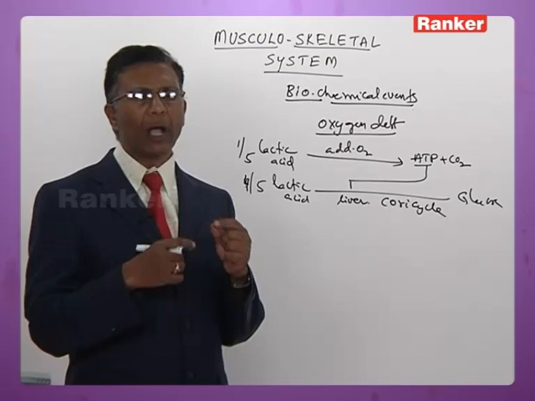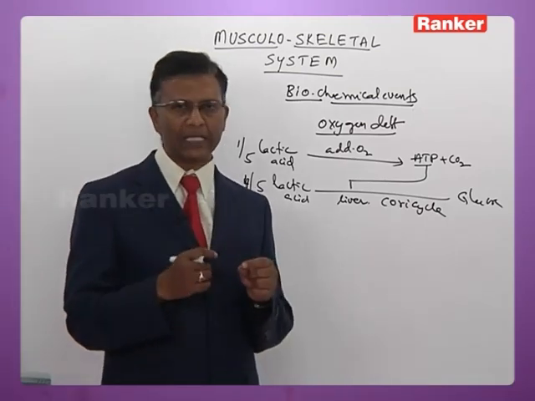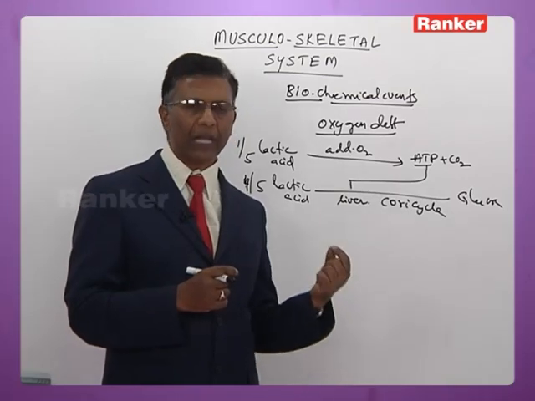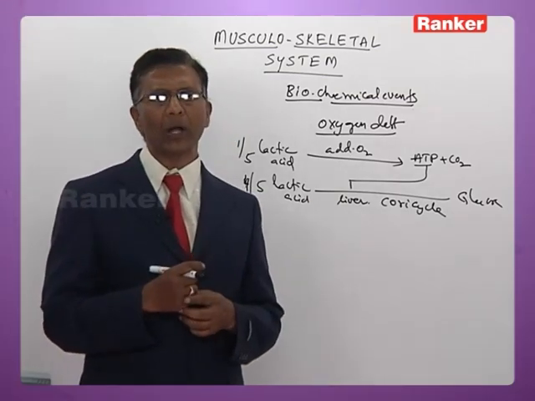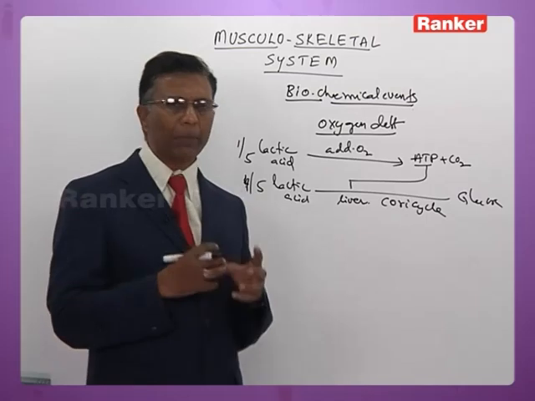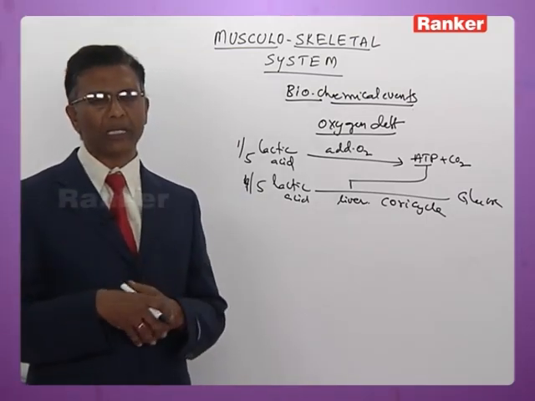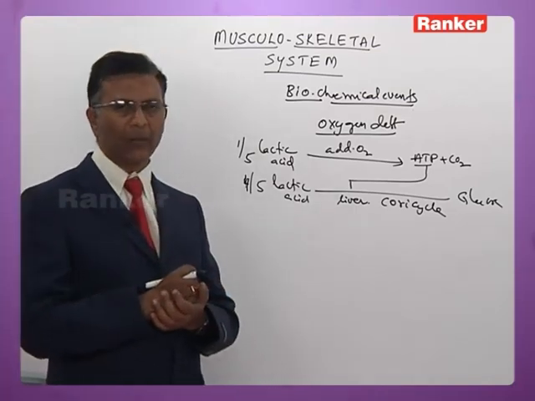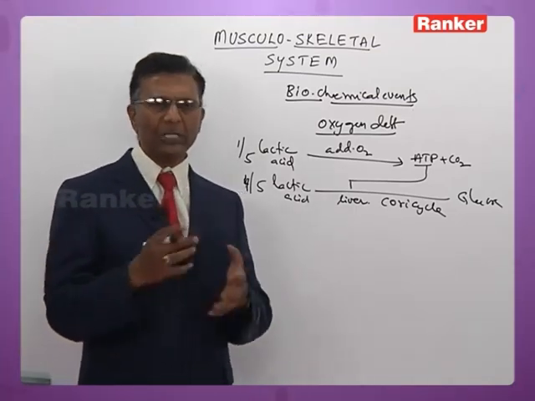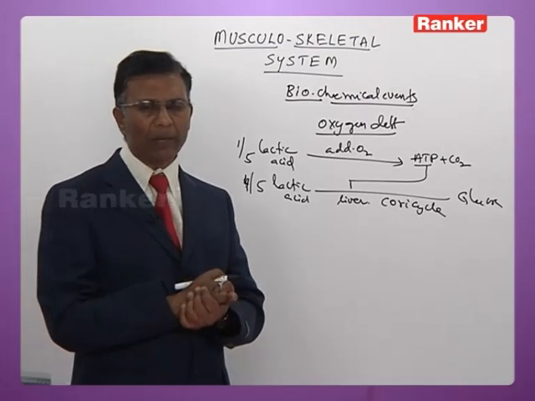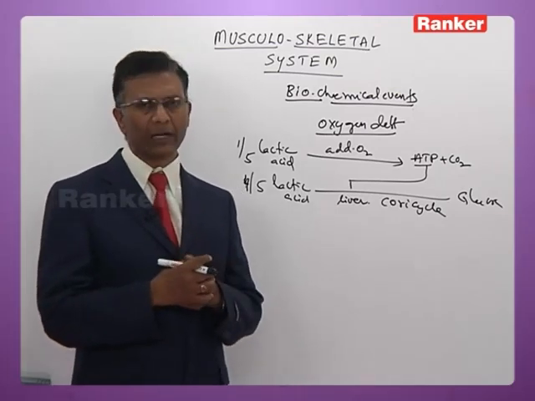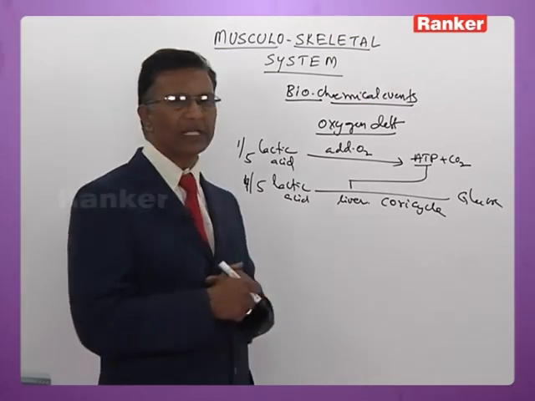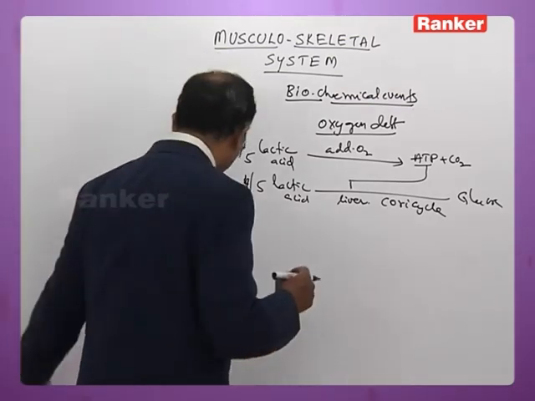The process of combustion of 1/5 of lactic acid, or 20% of lactic acid, to yield ATP in the presence of an additional amount of O2 is called oxygen debt. So a person overcomes fatigue through oxygen debt and the Cori cycle. Then once a sufficient amount of ATP is formed, the muscle gets ready to contract further upon stimulation. So these are the major events that occur during contraction.